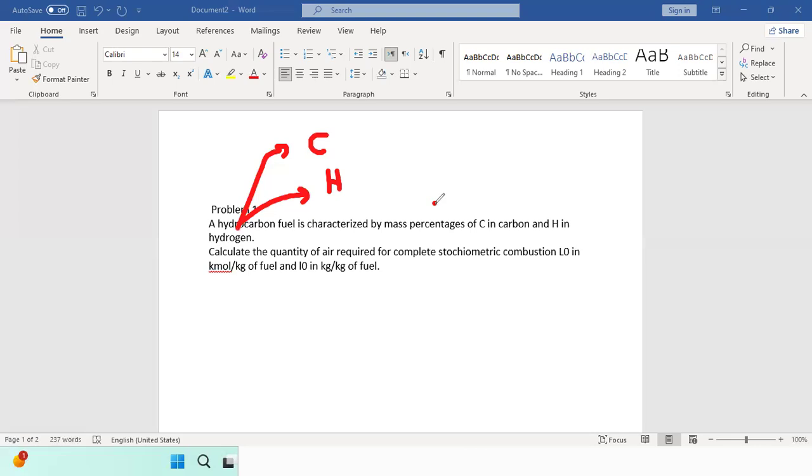So in this first problem, we consider that we have a hydrocarbon fuel that is composed of atoms C and H. And we know the mass percentages of carbon and hydrogen in this fuel. And the question is to determine first what is the quantity of air required for complete stoichiometric combustion. And we will evaluate it in kilomole per kilogram. Then we'll evaluate it in kilogram of air per kilogram of fuel.